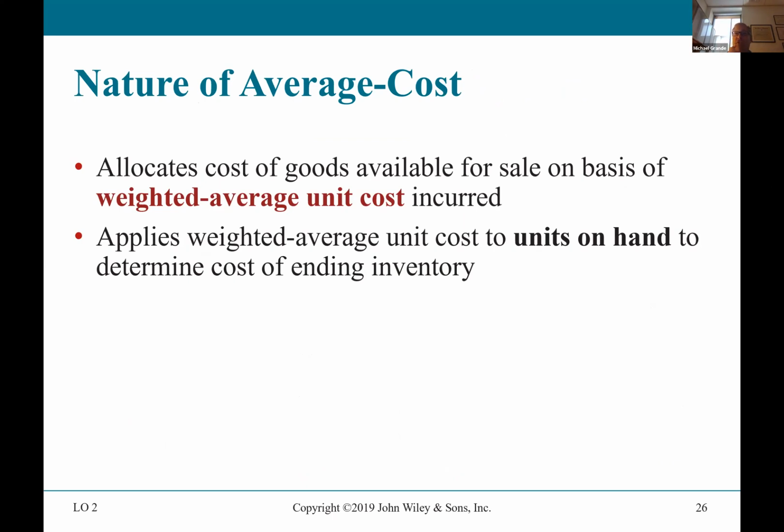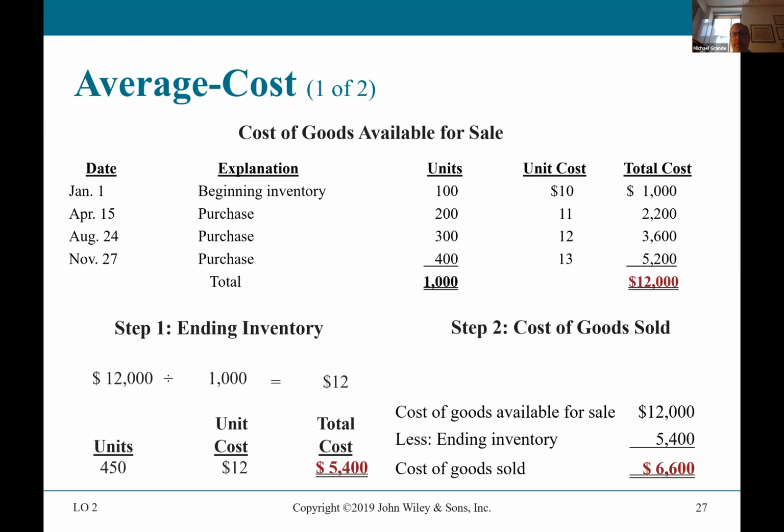Third assumption, average cost. Allocates cost of goods available for sale on the basis of weighted average unit costs incurred. Applies weighted average unit cost to units on hand to determine the cost of ending inventory. Again, this is the same purchase data that we've worked on all three of these things. 1,000 units are available for $12,000. Average cost, take the total cost divided by the number of units. $12,000 divided by 1,000 units, the average weighted cost is $12 per unit.